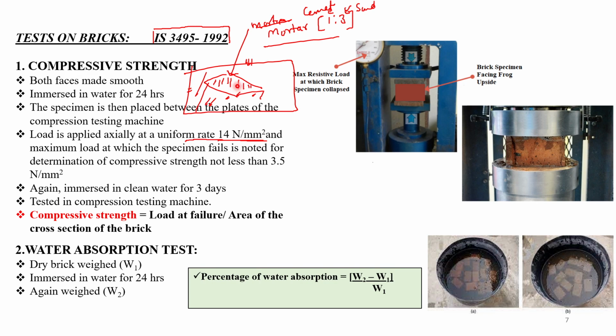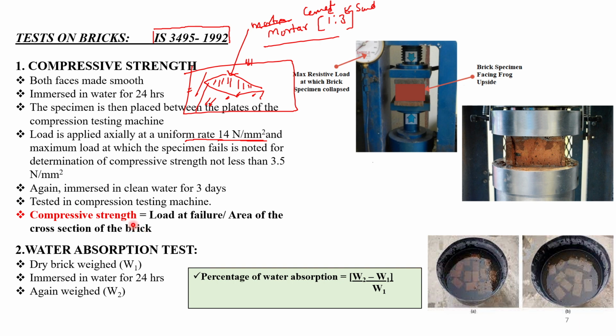Okay, so we will put this brick in between two plies, and we will put this setup in CTM. CTM means compression testing machine, and we will apply the loading at the rate of 14 Newton per mm square. Okay, and we will apply the load until the brick fails. So load at failure divided by cross section area, we will get the compressive strength of brick.